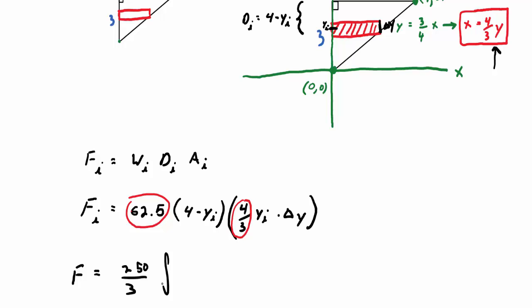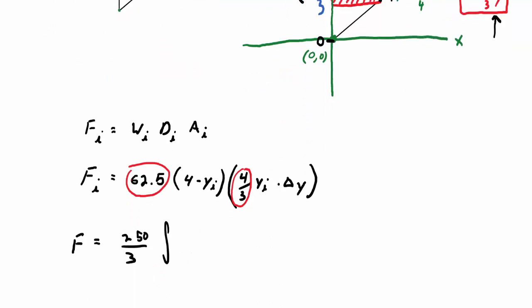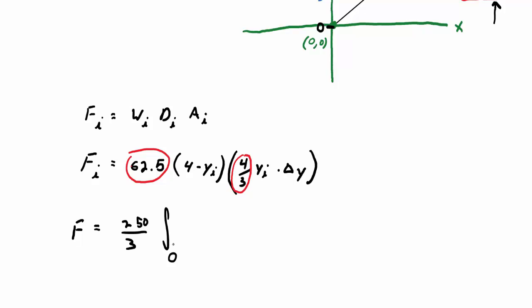And then what are we going to integrate from? Go back and look at the picture. Just look at the region which corresponds to the triangle. That's what you integrate over. And what does that go from in my units? From a height of 0 to a height of 3. And then what would go inside? 4 minus just y, right?